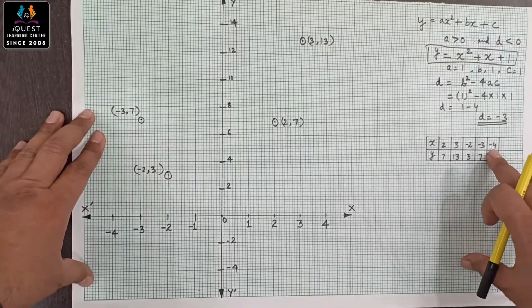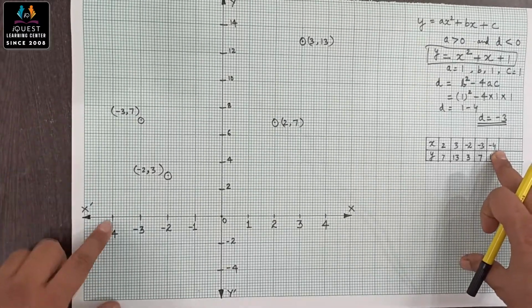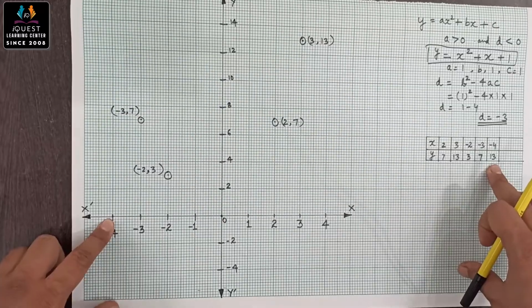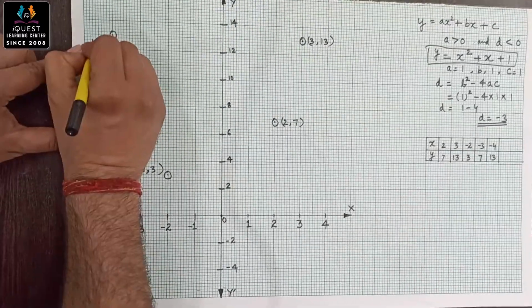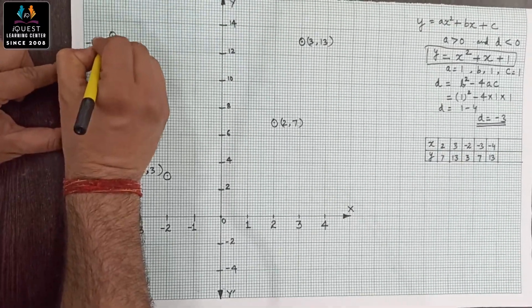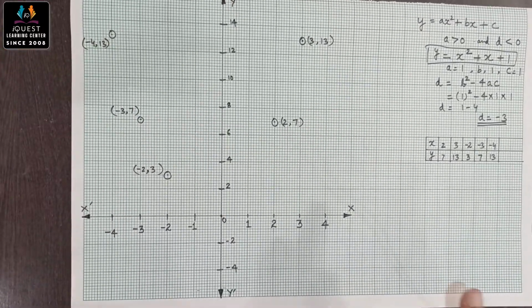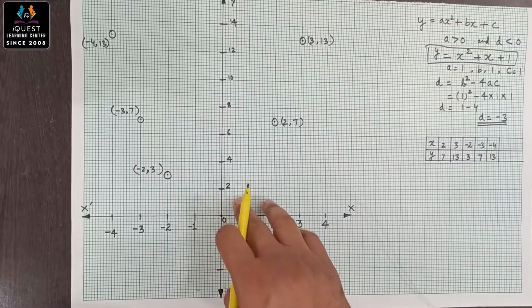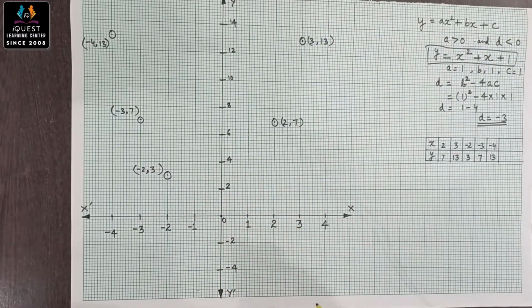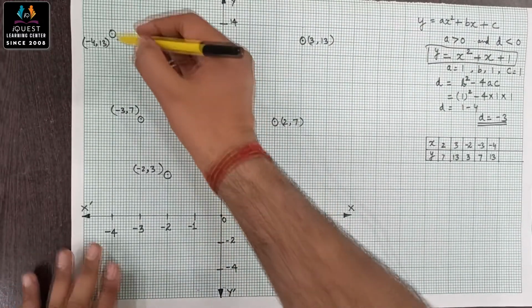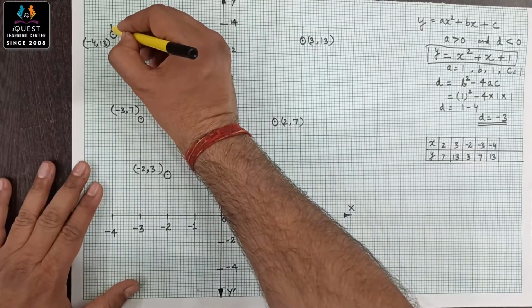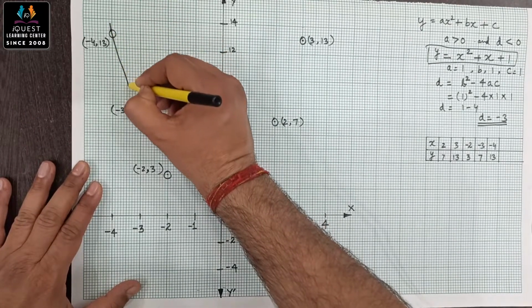At last, -4 on the x-axis and 13 on the y-axis: (-4, 13). We have plotted all the values in the graph. Now let's make the curve, starting from this point.